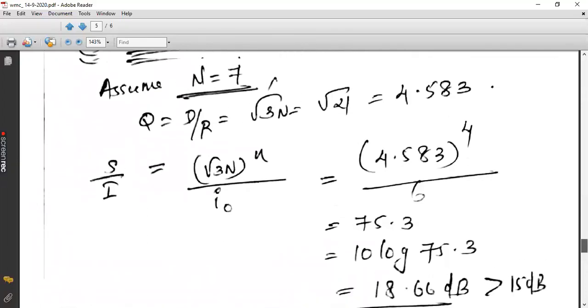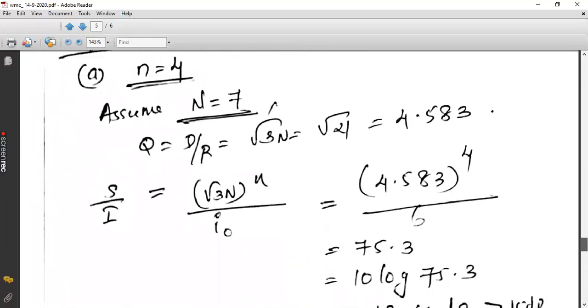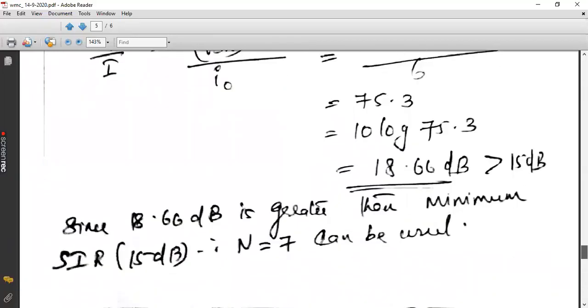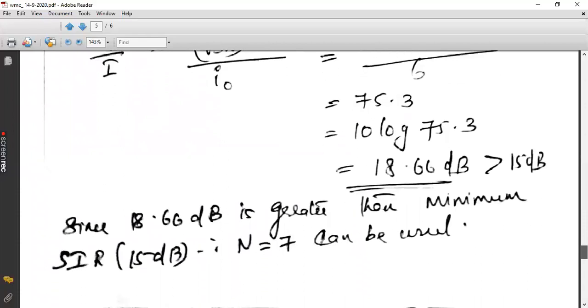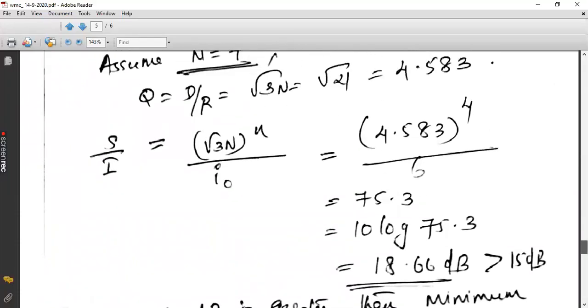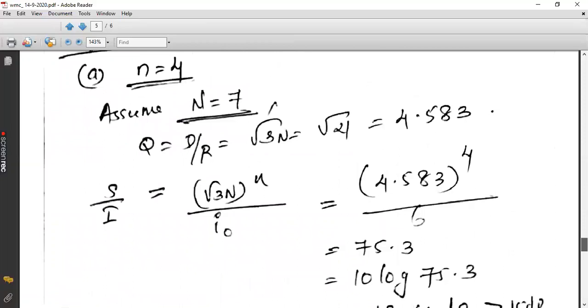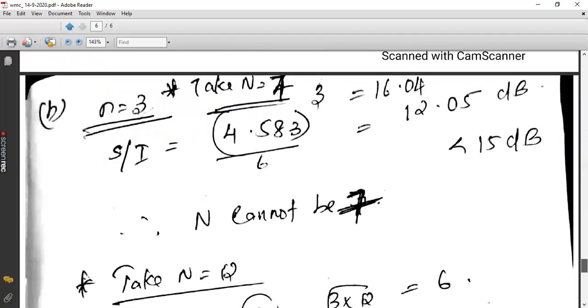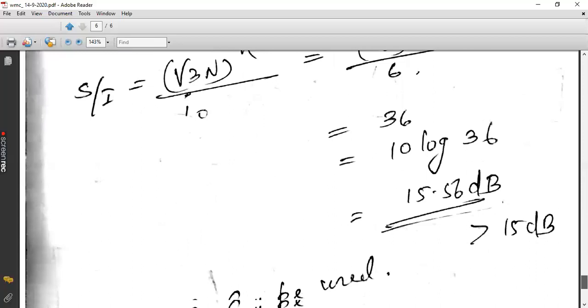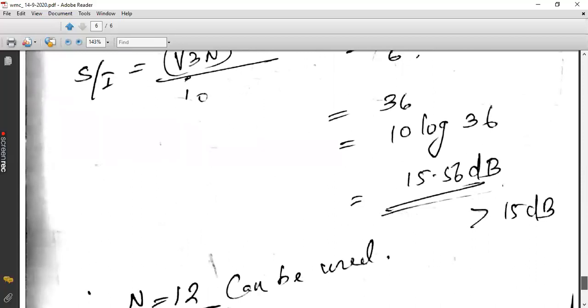Accordingly, you are going to select the value of capital N. So with trial and error, you will put 7, 12 like that, and you will see whether S by I is greater than 15 dB or not. So from this problem, it is evident that the quality of the entire system depends on cluster size as well as the path loss exponent. Because for small n equal to 4, the cluster size required was 7. 7 was sufficient. But for n equal to 3, you need to increase the cluster size to 12 so that you can maintain your SIR more than 15 dB.